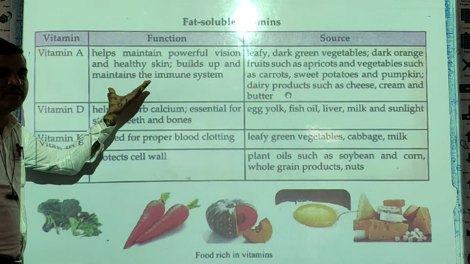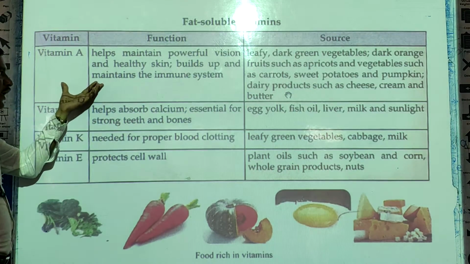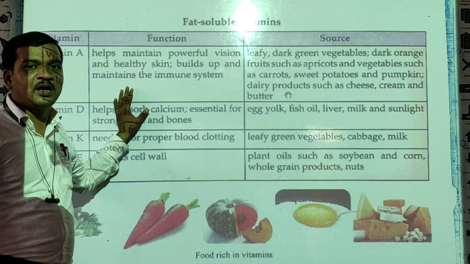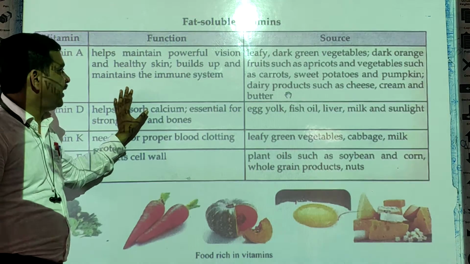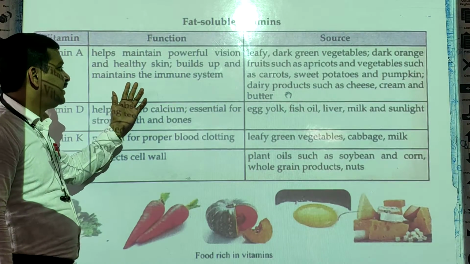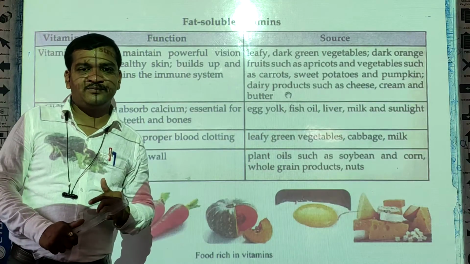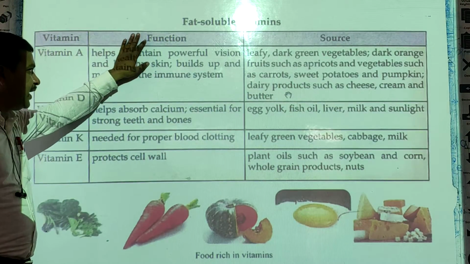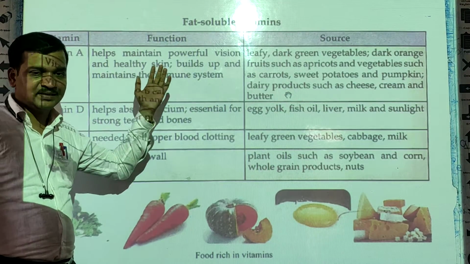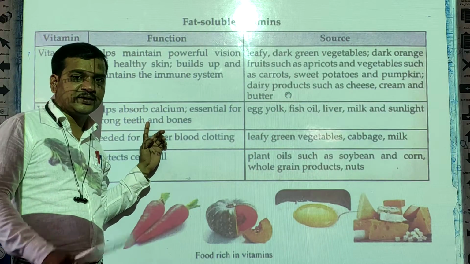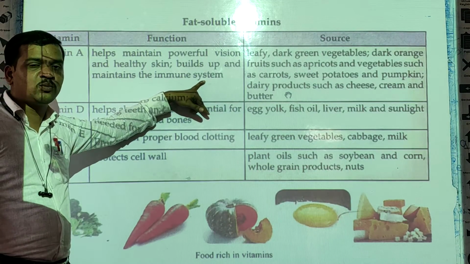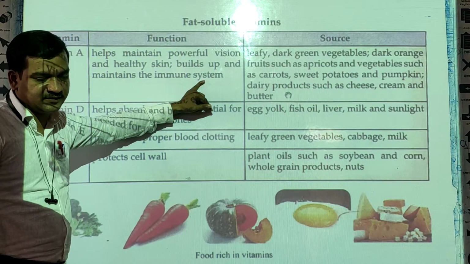So what is the function of vitamin A? Vitamin A maintains powerful vision and keeps our eyes healthy. It also keeps our skin healthy and maintains the immune system. So what is the main function of this vitamin? It helps maintain the power of vision and healthy skin, and also builds the immune system. The immune system means it is making your body strong to fight against diseases.